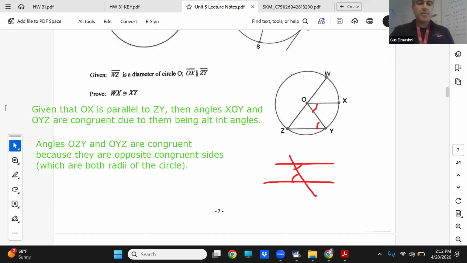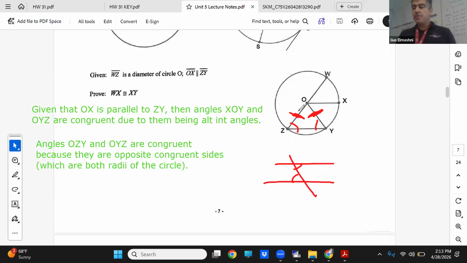So next up, we know this is true, right? OYZ and OZY, because OZY is opposite what side? This one right here, right? OYZ is opposite what side? This right here. And aren't OZ and OY the same? Okay, the second paragraph. Do you see why the second paragraph's true? OYZ and OZY, I have it labeled. They're opposite congruent sides.